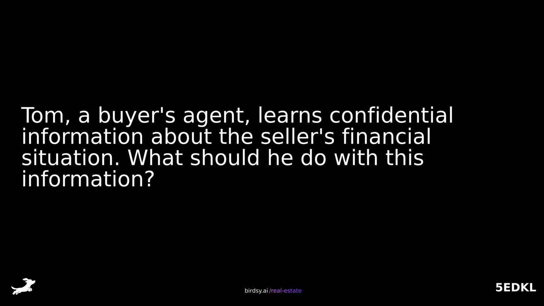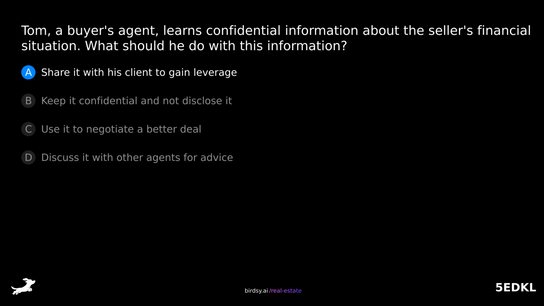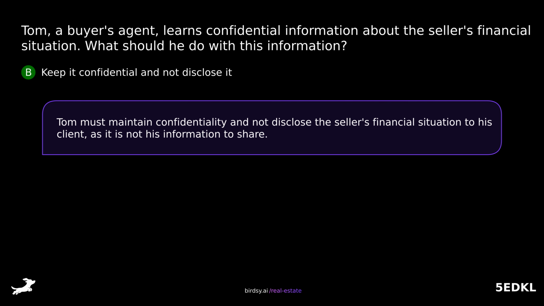Tom, a buyer's agent, learns confidential information about the seller's financial situation. What should he do with this information? Is it A, share it with his client to gain leverage, B, keep it confidential and not disclose it, C, use it to negotiate a better deal, or D, discuss it with other agents for advice? The answer is B, keep it confidential and not disclose it. Tom must maintain confidentiality and not disclose the seller's financial situation to his client, as it is not his information to share.